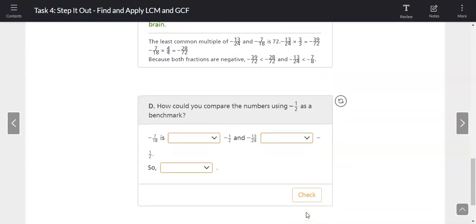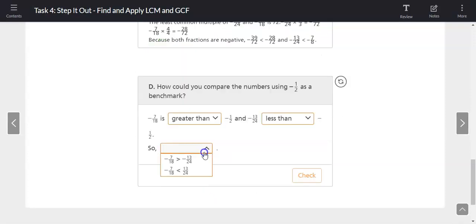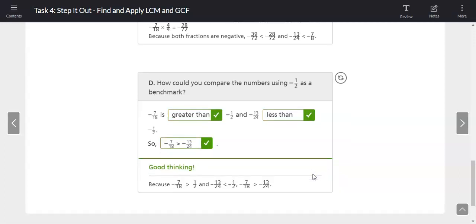How could you compare the numbers using negative 1/2 as a benchmark? So half of 18 is 9, so 7 is less than 9. So it actually is less than because it's farther. Sorry, it's greater than because it's closer to 0. Negative 13 over 24. Half of 24 is 12. So this one's less than. So if we look at this last one, it's asking which one is greater, and we said this is greater than, so there's our answer.